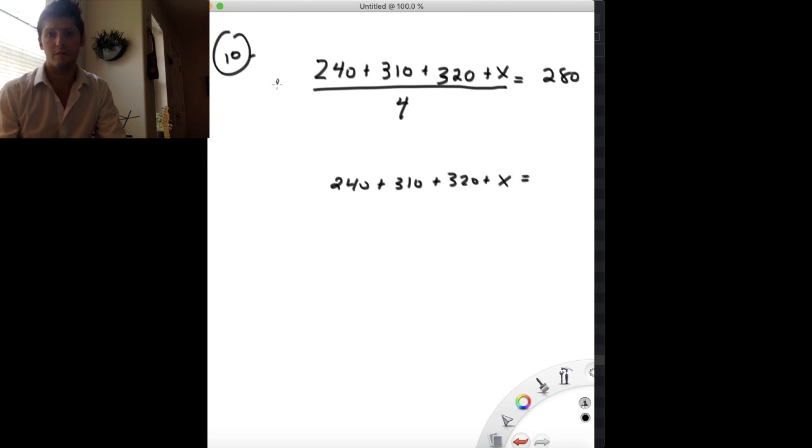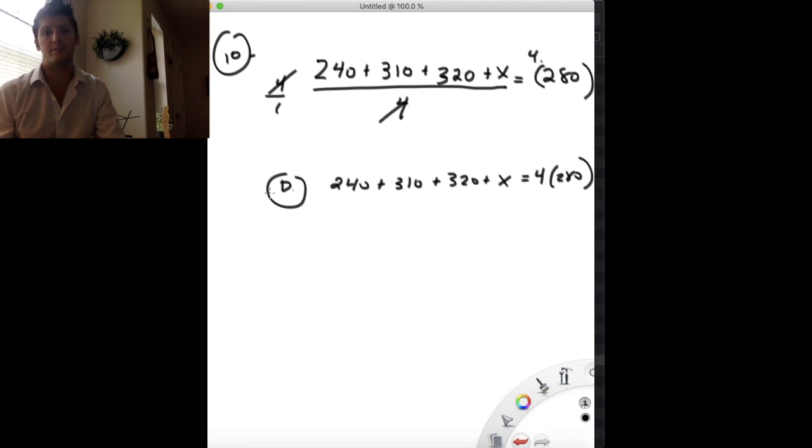So if you multiply 4 over 1 times all this stuff, the 4 cancels, and you would have 4 times this stuff. So 4 times 280. That's answer choice D. That's what they're doing here.